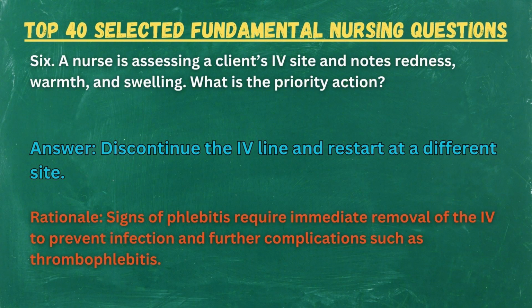6. A nurse is assessing a client's IV site and notes redness, warmth, and swelling. What is the priority action? Answer. Discontinue the IV line and restart at a different site. Rationale. Signs of phlebitis require immediate removal of the IV to prevent infection and further complications, such as thrombophlebitis.